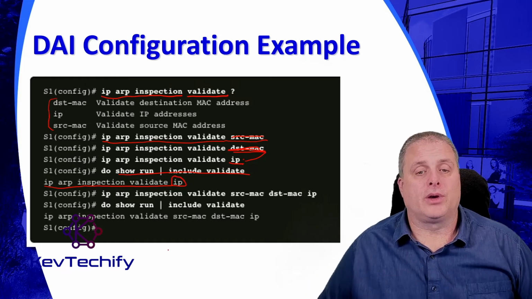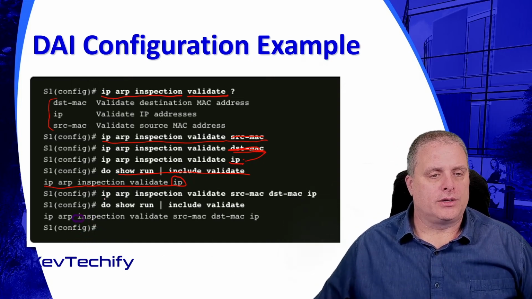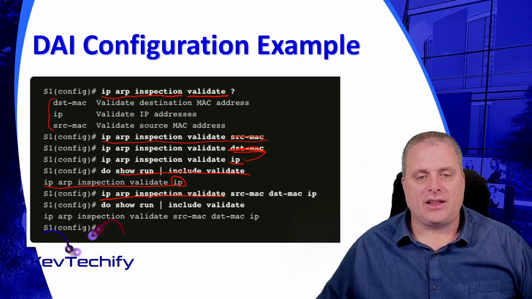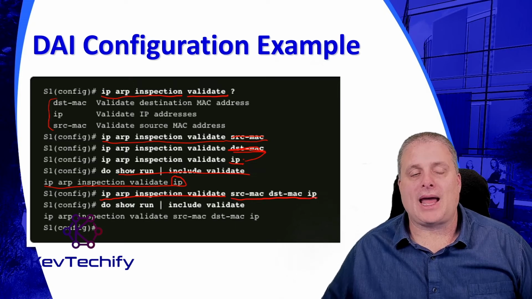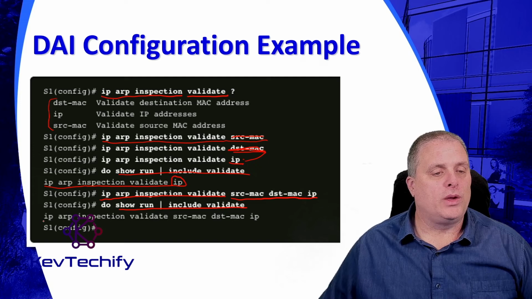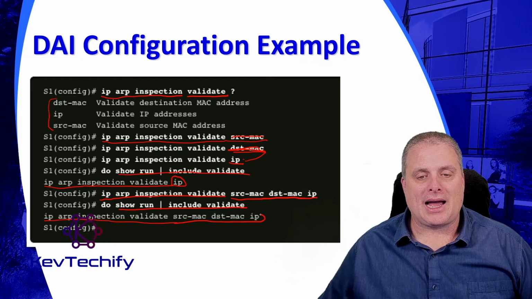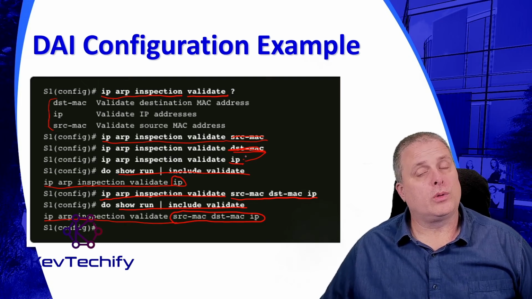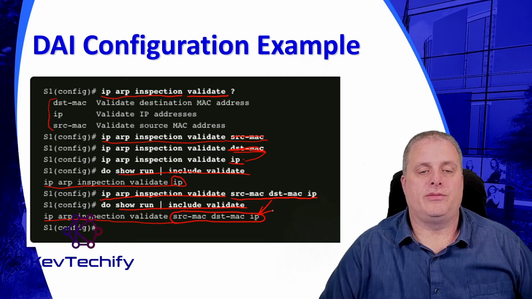If we want to do all 3, what we have to do is list those options all at the end. Here's the command, IP ARP Inspection validate, and then we list out all 3: source MAC, destination MAC, and IP. Go ahead and do a show run to include anything that has the word validate, and we can see in our running configuration this is how we're set up, with source MAC, destination MAC, and IP address. All 3 we're looking for. If you do it 1 per line, it will overwrite it. If you put all 3 on 1 line, you will do all the validation.